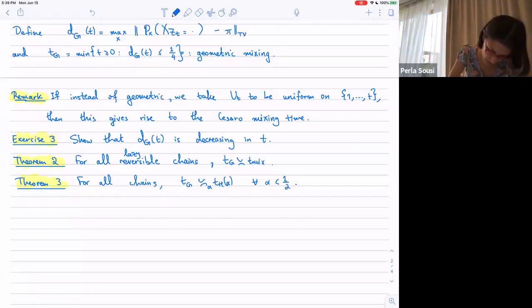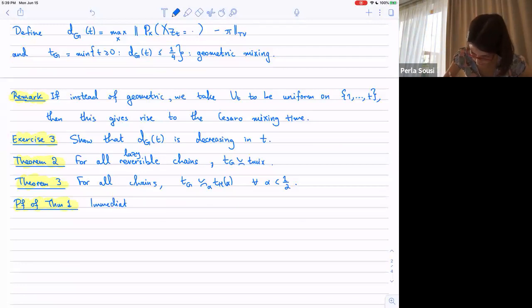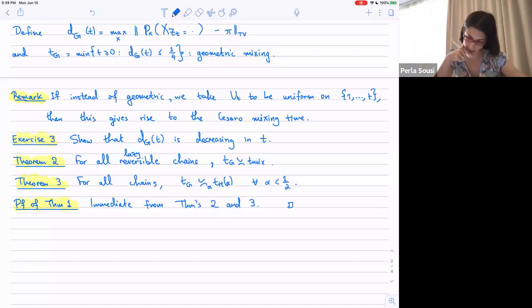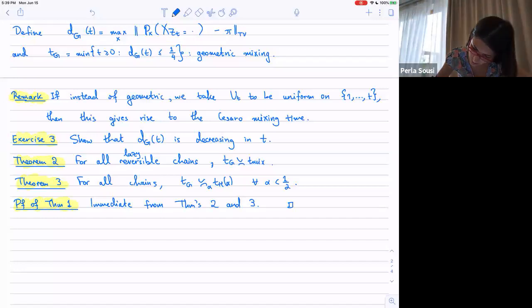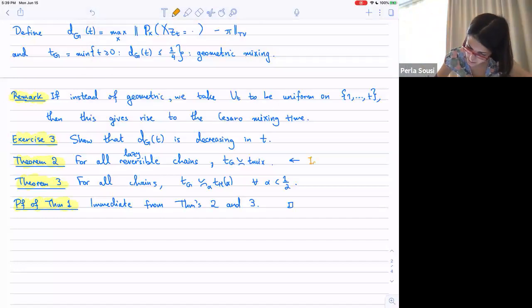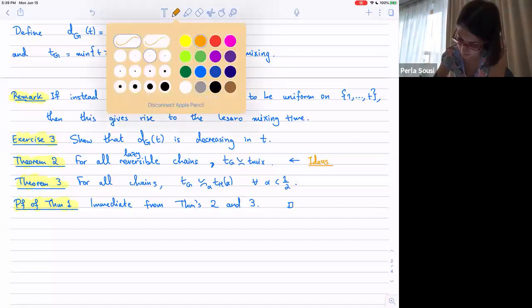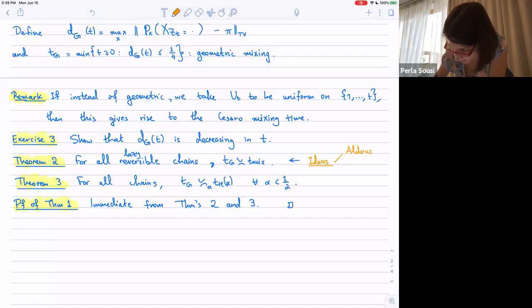So now let's go back to the proof of theorem 1. This is immediate from theorems 2 and 3. So now I just want to discuss theorems 2 and 3. About theorem 2, I'm just going to give some ideas later, but I'm not going to present the proof. The proof of theorem 2 uses tools that were developed by Aldous, Lovász and Winkler.